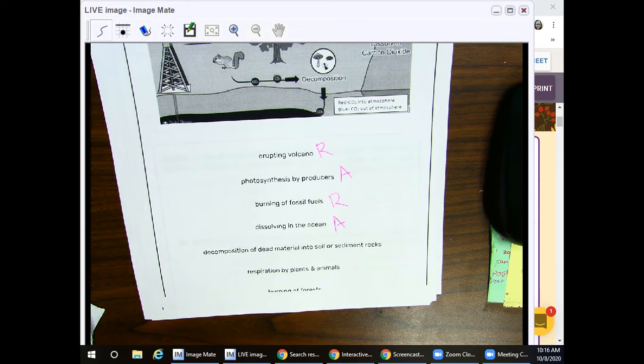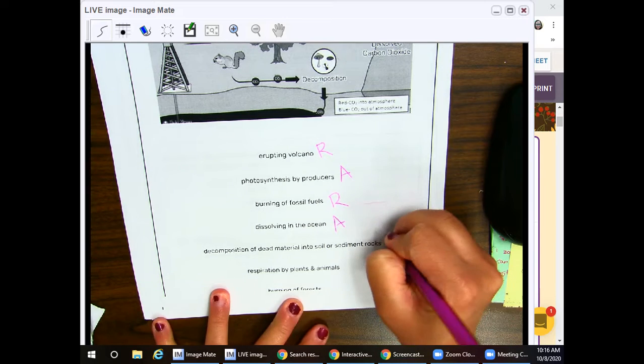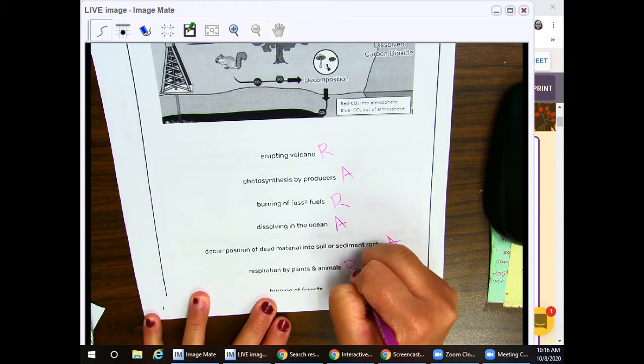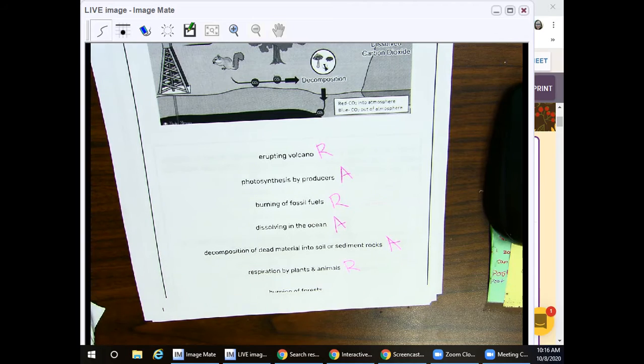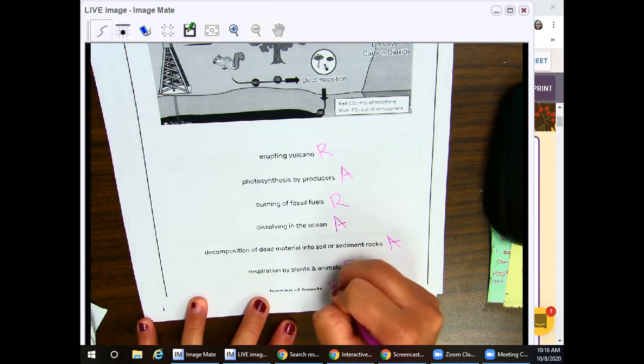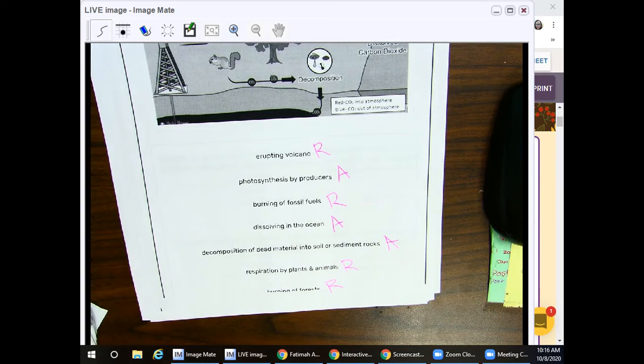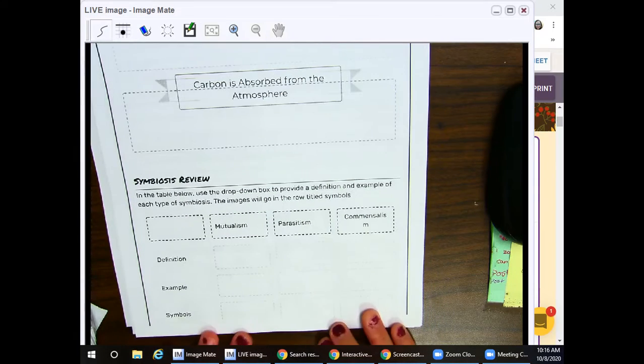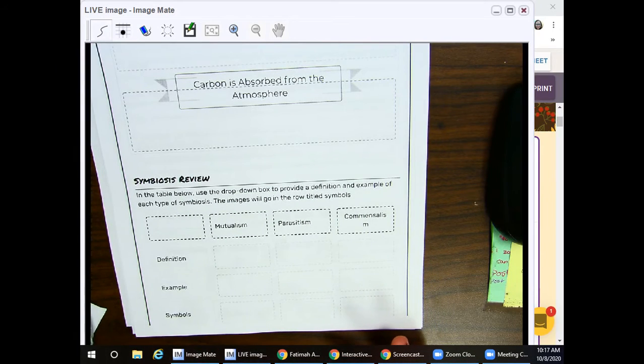Decomposition of dead material into soil or sediment rocks, that's going to help absorb carbon. Respiration by plants and animals, we breathe out carbon. Burning of forests, that's going to release carbon. And that's it.